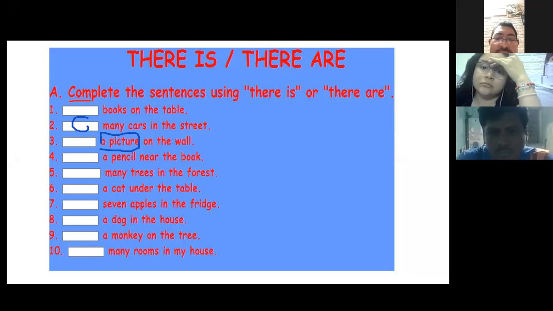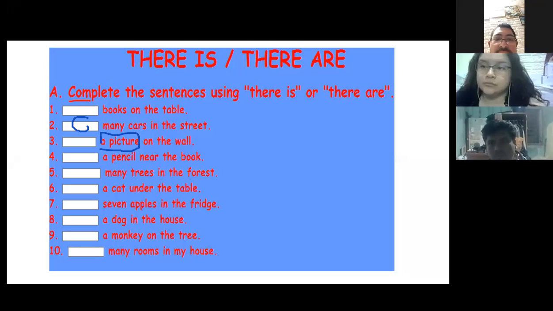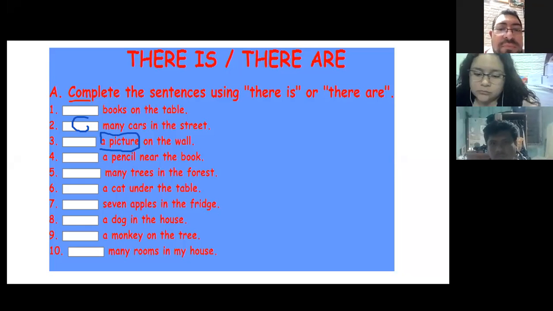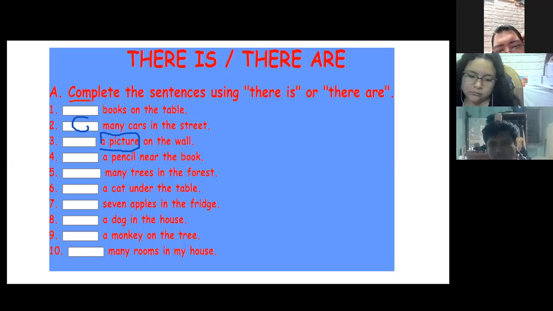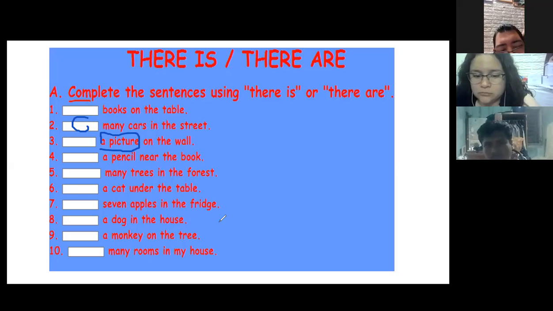Ahí en el chat vamos actualizando según los números. La número 7, decimos que there are seven apples. Hay 7 manzanas, entonces usamos el there are. Luego tenemos la número 8. There is a dog, right? El número 9 es there is a monkey. Y la última: there are many rooms in my house. Exactly. En este caso vemos que vamos diferenciando singular y plural. So, you can check that part.